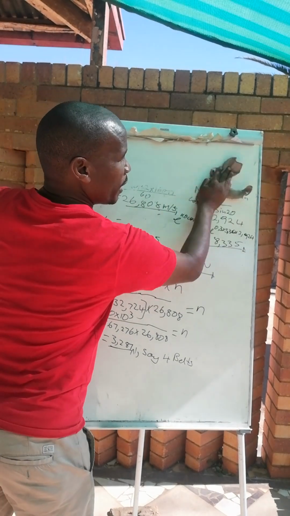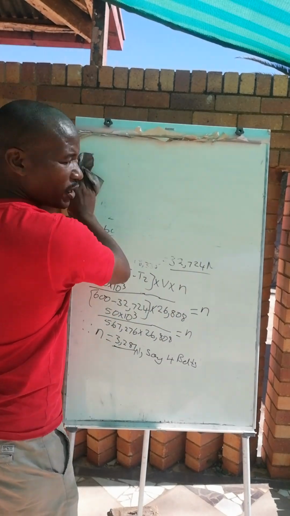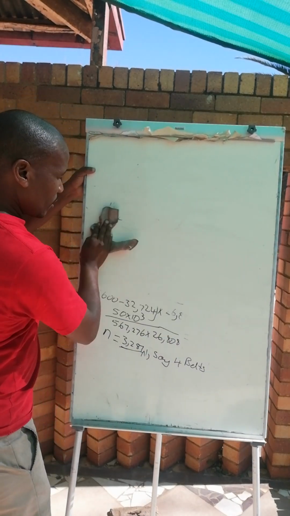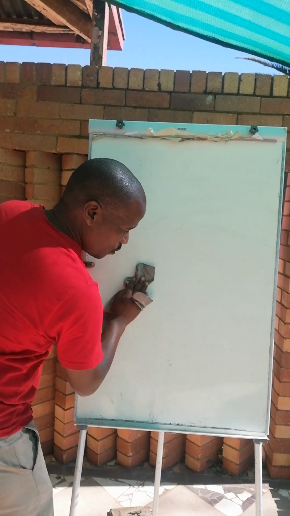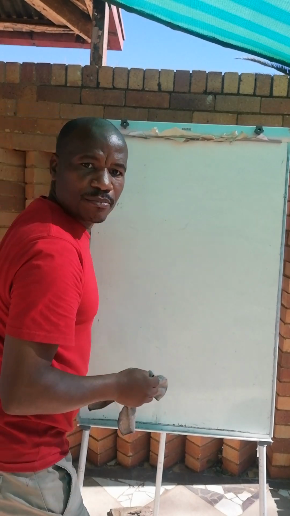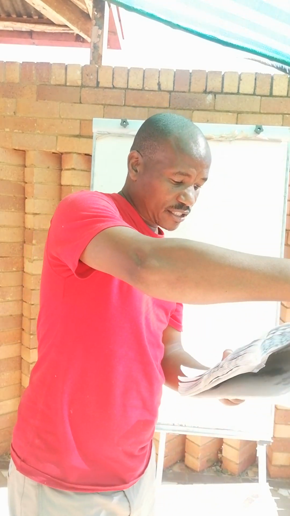Then I know we have covered all the V belts, all the belts. Then maybe we are left with the one where you are required to calculate the length of the belt. The length of the belt. But listen to this one.